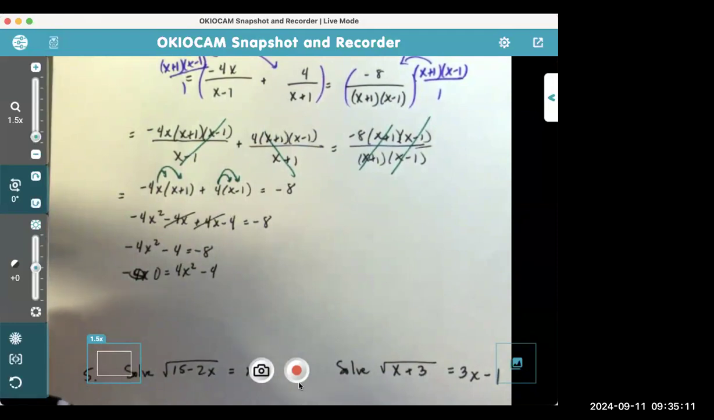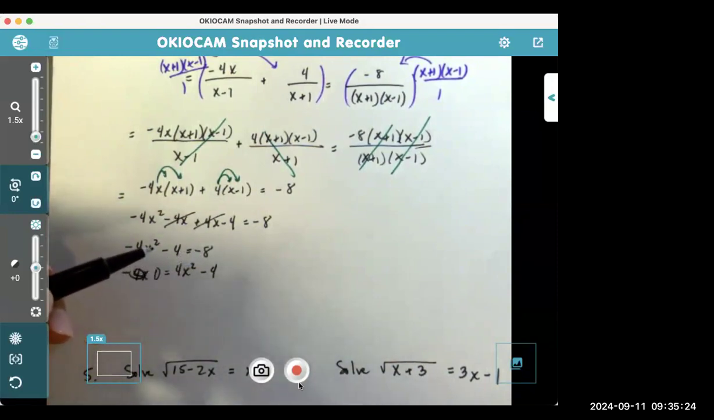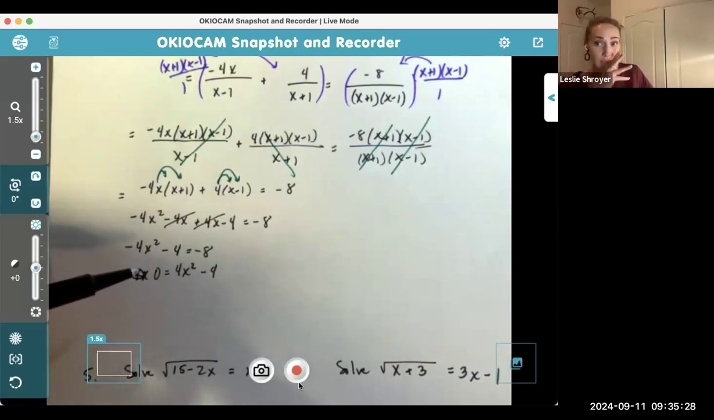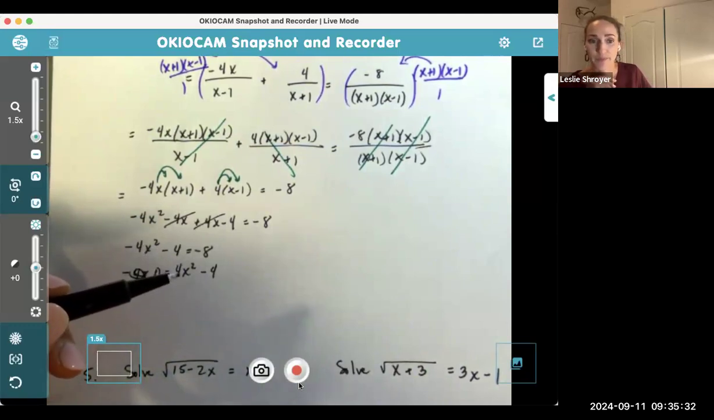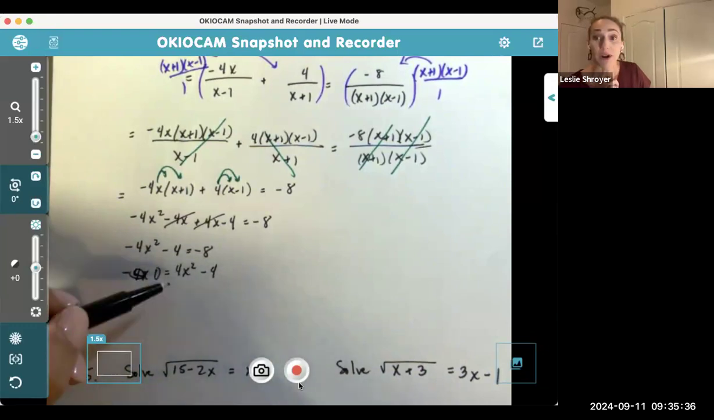Yes. We all on board? But like, sorry, my friend's right next to me. She has her mic on. If you add that 8 to the other side instead of moving it to the other side, wouldn't it be positive 4? Yes, if I moved everything to the left, it'd be negative 4x squared plus 8. Very good.